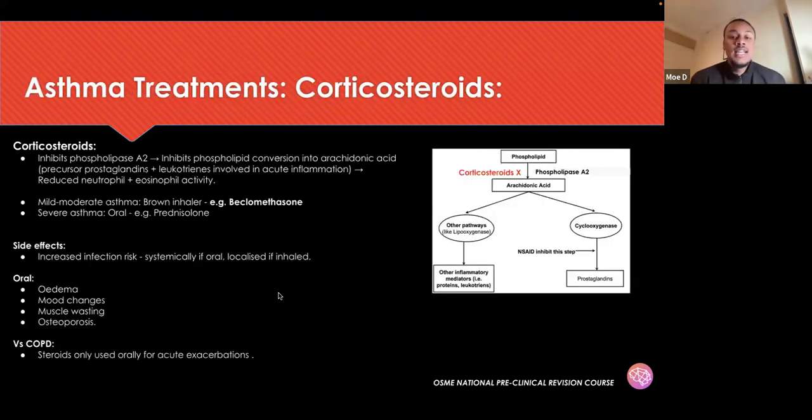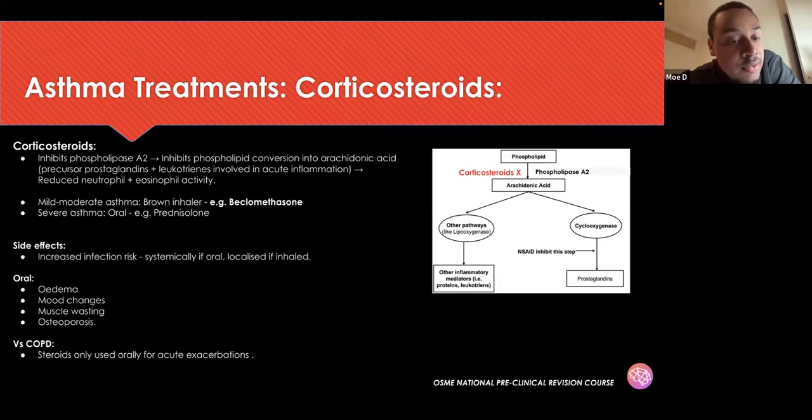And finally, moving on to the anti-inflammatory drugs for asthma, you've got corticosteroids. So if I can direct your attention to this diagram, what corticosteroids do is that they inhibit phospholipase A2. So you're inhibiting phospholipid conversion into arachidonic acid. And in doing so, you're preventing the downstream pathways that produce prostaglandins, as well as the pathways that produce leukotrienes. And hence you're immunosuppressing, you're suppressing cytokine production, and hence you're reducing neutrophil and eosinophil activity.